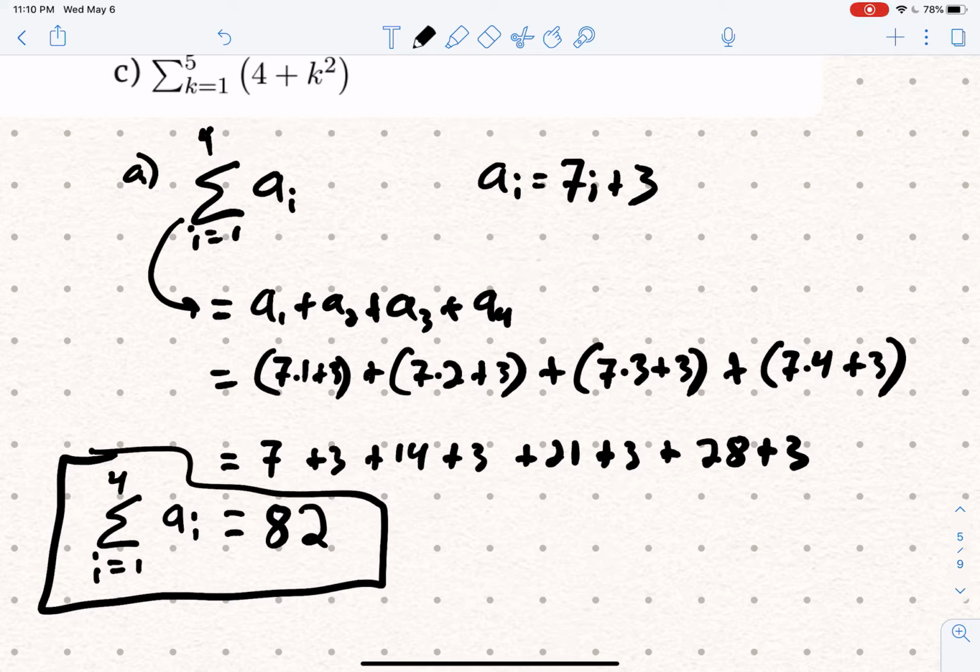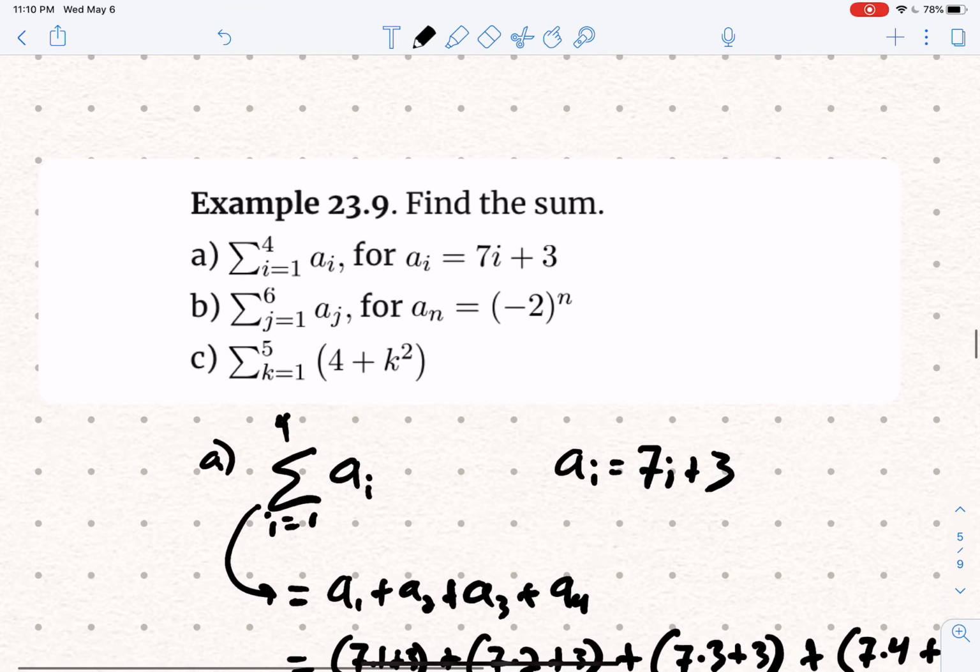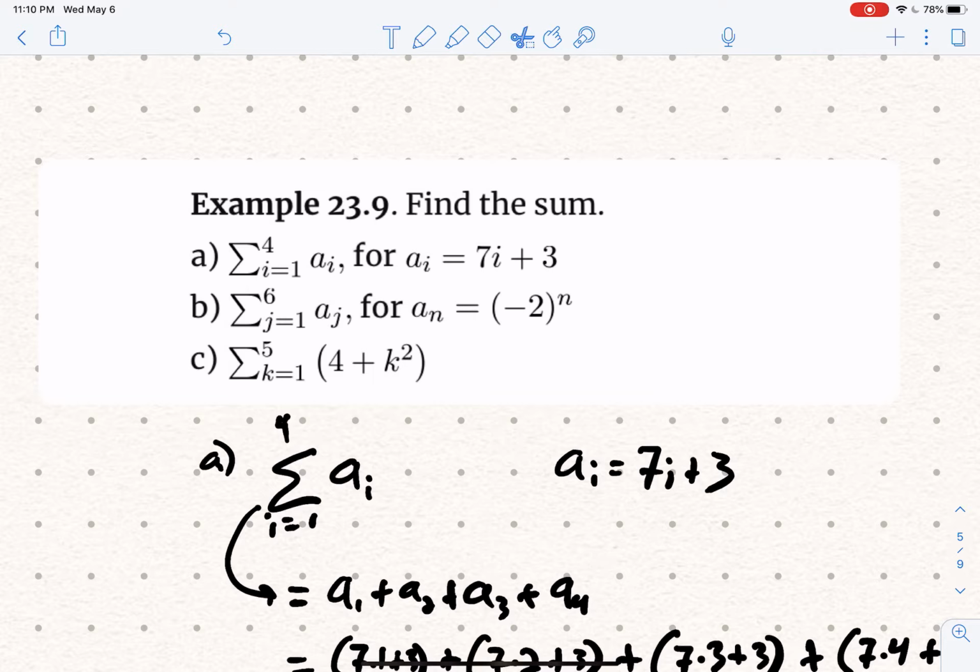All right, that's it for problem A. Go ahead and give problems B and C a try on your own, see what you can do with them, and then come back and we'll do them together. Here we go. All right, part B. Let's grab a copy of it.